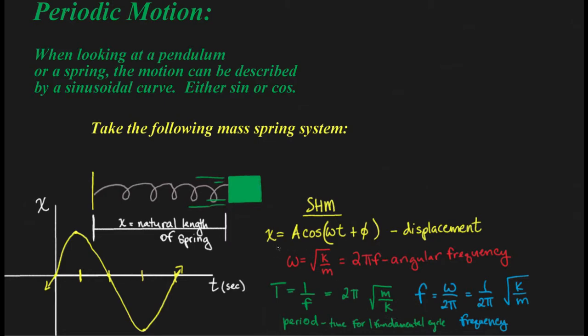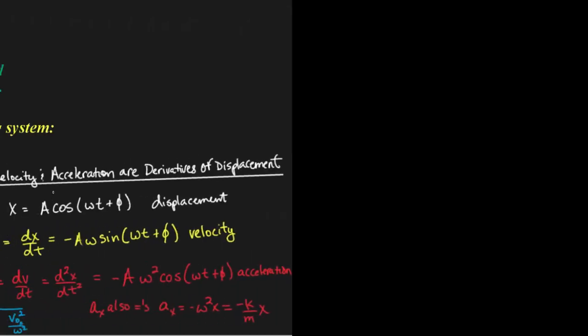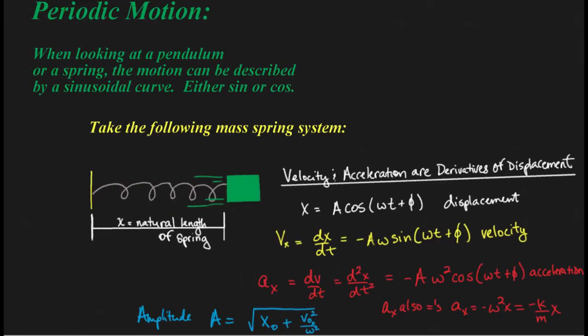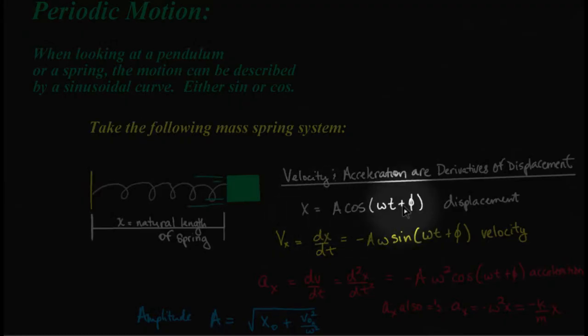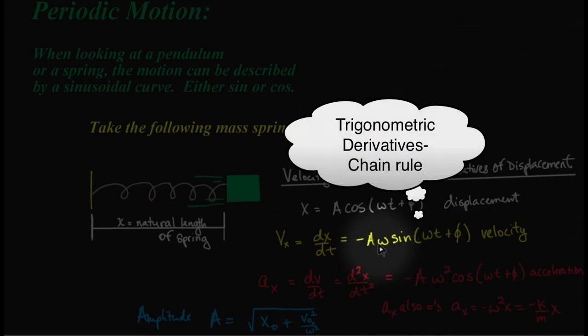Now, if you want to look at the relationship between displacement and velocity and acceleration, you're going to have to think of calculus. We can look at the velocity and acceleration as derivatives of the displacement. This is the displacement equation. If we differentiate it with respect to time, the derivative of cosine is a negative sine term, and you differentiate the inside with respect to t, and you get an omega that comes out. If that's rough for you, go back and review your trig chain rule. The derivative of the phase angle will be 0 because it's a constant.